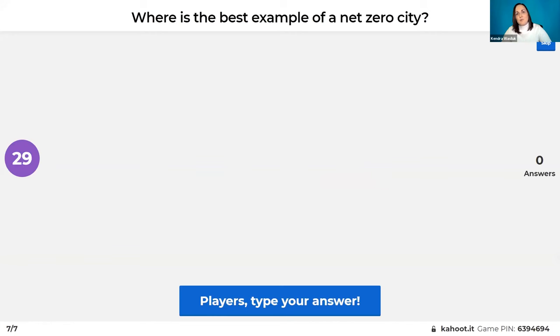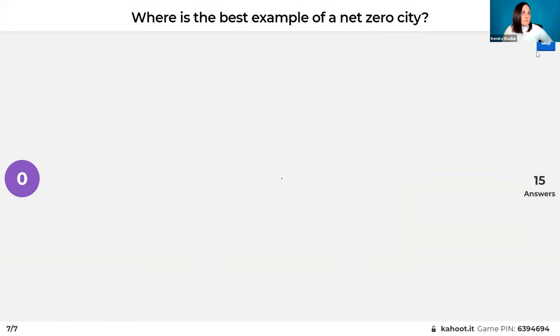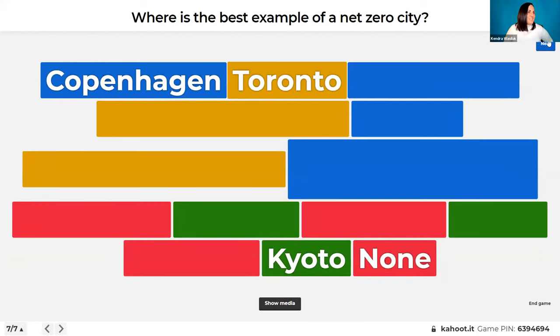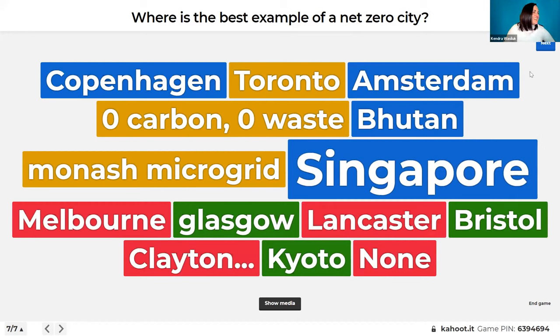Last one. Word cloud, and I don't remember what I asked. Oh, do you have an example of what you think is a good net zero city? Is there one out there already? Really keen to see. Toronto. Monash microgrid. Singapore. How interesting. Clayton. Bristol.